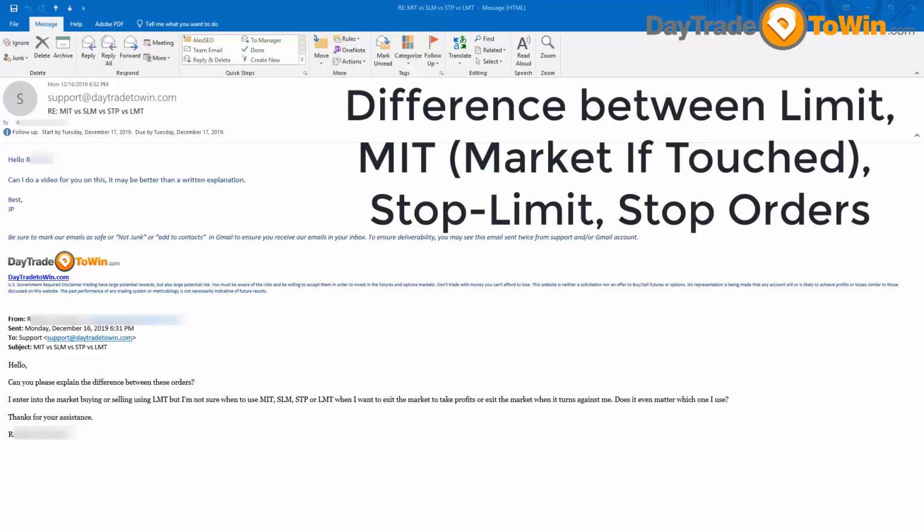All right, everyone. Let's take a look at a question that I recently received from one of the mentorship students that I have. She asks, hello, can you explain the difference between these orders? The limit order, the MIT order, the stop with the limit, the stop. So I will do a quick video to explain how these orders are used, how they're impacting the way we trade, and which orders are best to trade with.